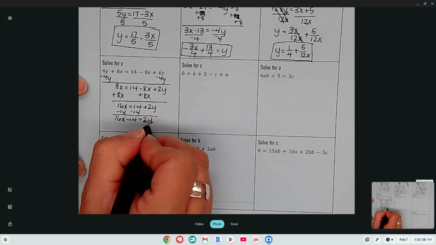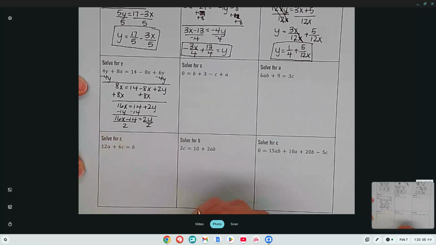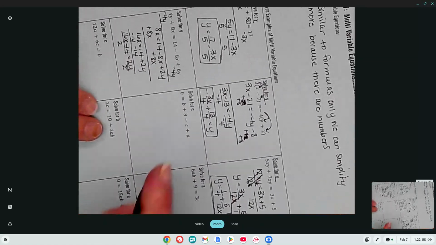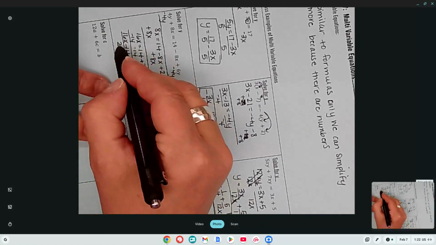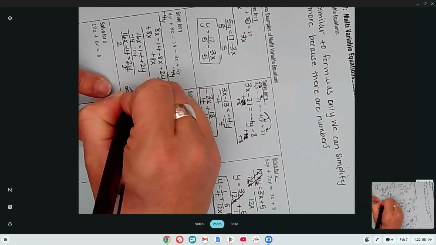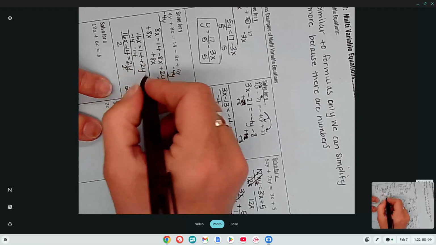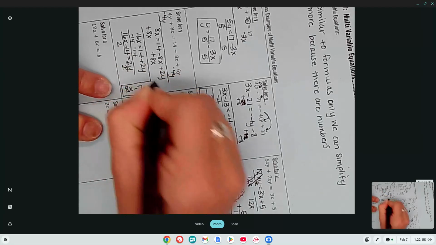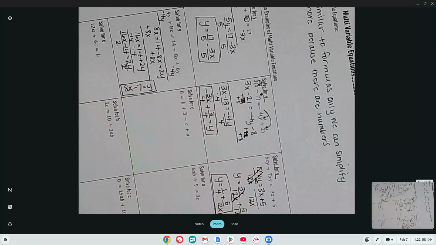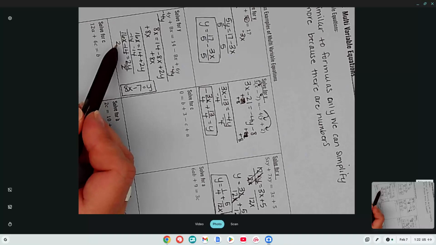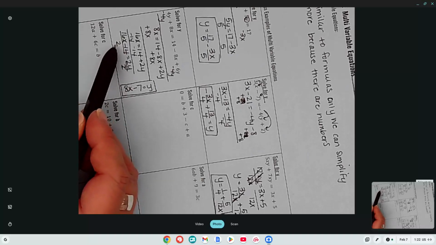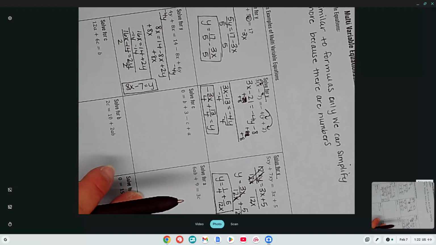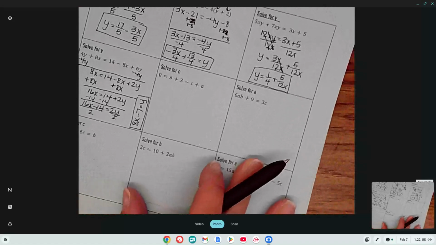And then divide. Whew, I'm running out of room. Oh, geez, where am I going to write this? I'll write it sideways. So 16 divided by 2 is 8. Negative 14 divided by 2 is negative 7. That's what that one ends up being. Again, I did 16 divided by 2 to get the 8, and then I did the 14 divided by 2 to get the 7. Okay. What's next?